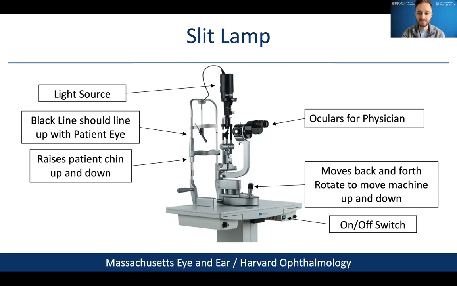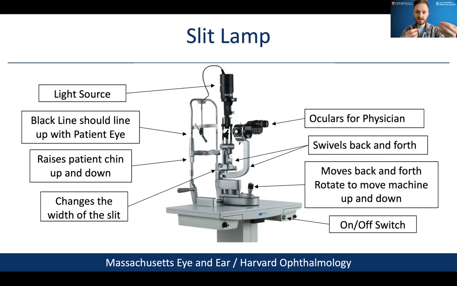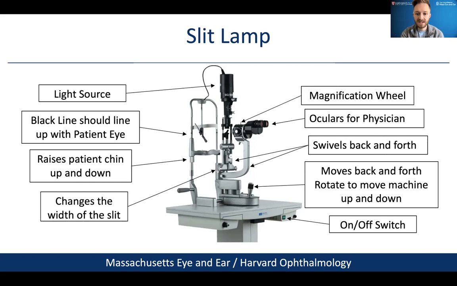Now, we should know that there's a knob here that you should always hold with your non-dominant hand, and it changes the width of the slit lamp by twisting the knob. You can swivel the light source and the oculars back and forth to change the perspective of the eye. There's a magnification wheel on the side of the slit lamp that can change how zoomed in or zoomed out the image of the eye appears.